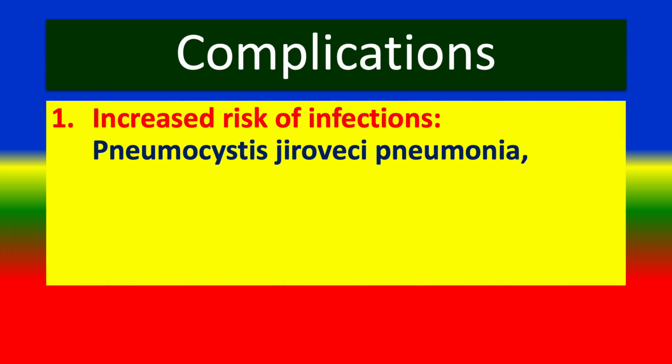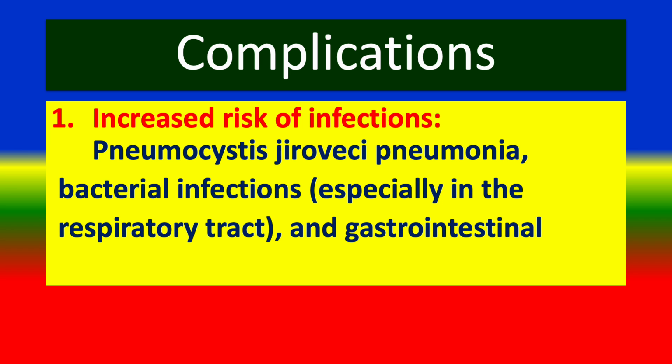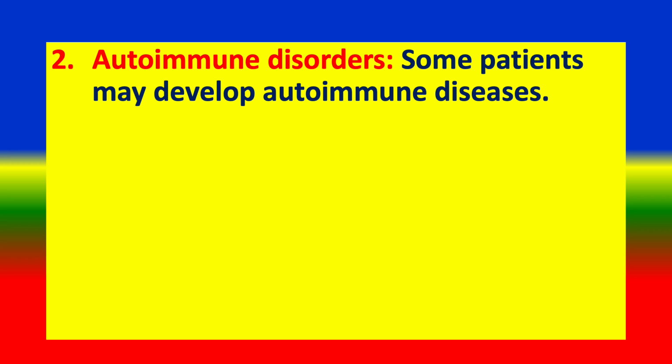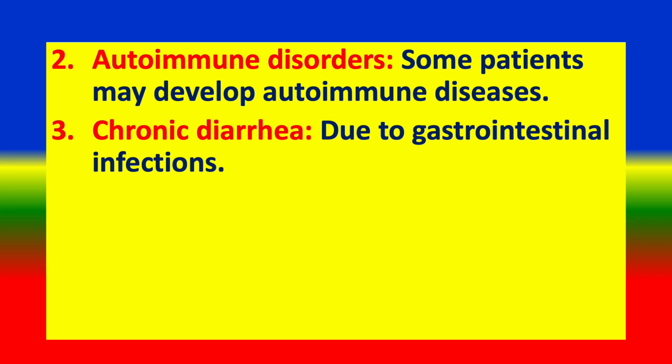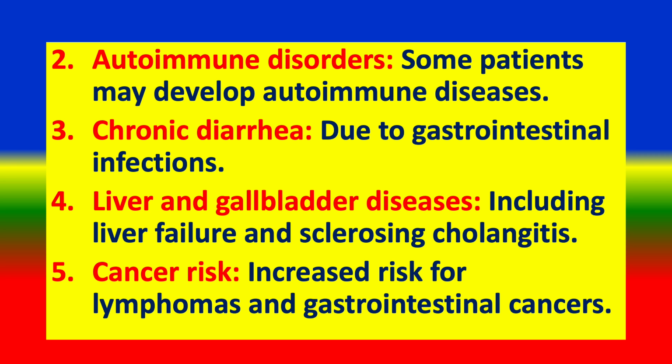Complications: 1. Increased risk of infections. Pneumocystis jirovecii pneumonia, bacterial infections, and gastrointestinal infections are common. 2. Autoimmune disorders. Some patients may develop autoimmune diseases. 3. Chronic diarrhea due to gastrointestinal infections. 4. Liver and gallbladder diseases, including liver failure and sclerosing cholangitis. 5. Cancer risk. Increased risk for lymphomas and gastrointestinal cancers.